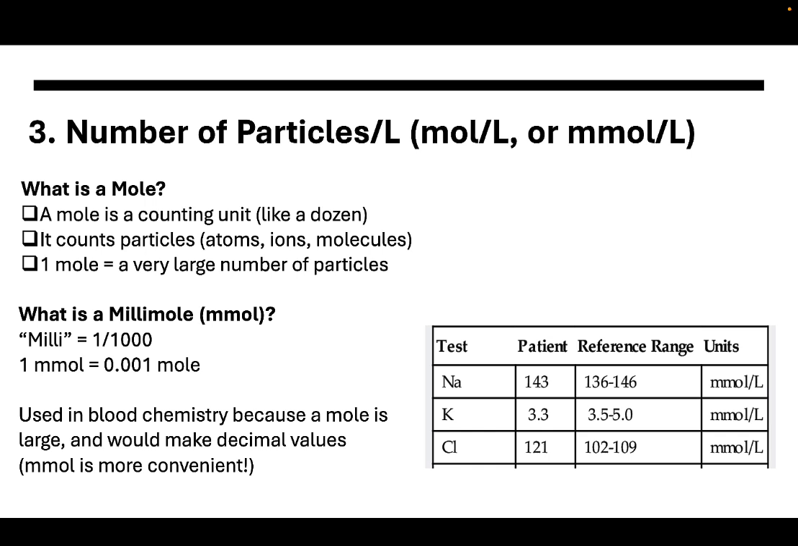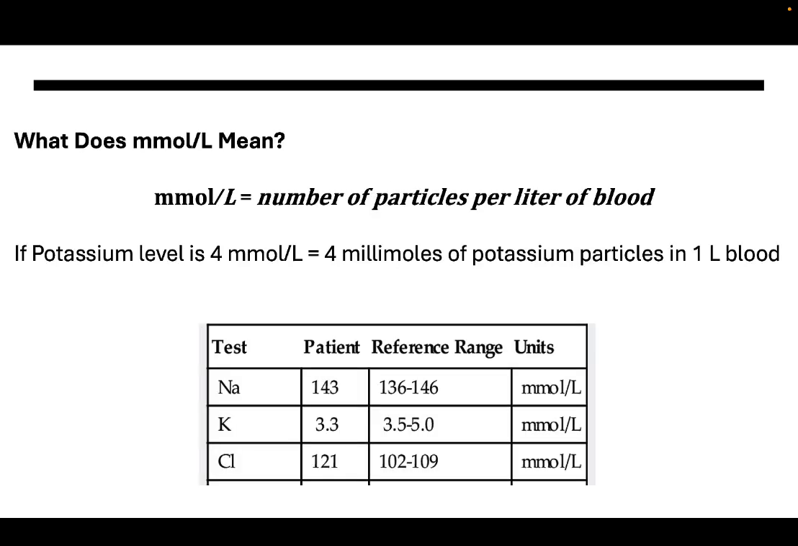Here are some tests. If we're looking at a patient, we have sodium, potassium, and chlorine, and we have the following numbers. We have the reference range, and these units are all in terms of millimoles per liter. This refers to the number of sodium, potassium, and chlorine particles, not the mass of sodium, potassium, and chlorine, but the actual number of particles per liter of blood. So that's what millimoles per liter means. If we have a potassium level of 4 millimoles per liter, that means there's 4 millimoles, which again is a measure of the number of actual potassium particles, in 1 liter of blood.